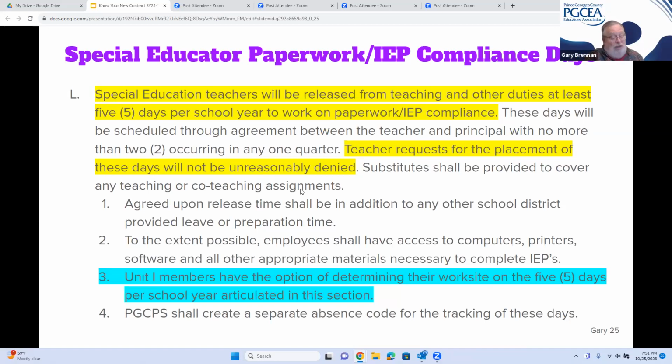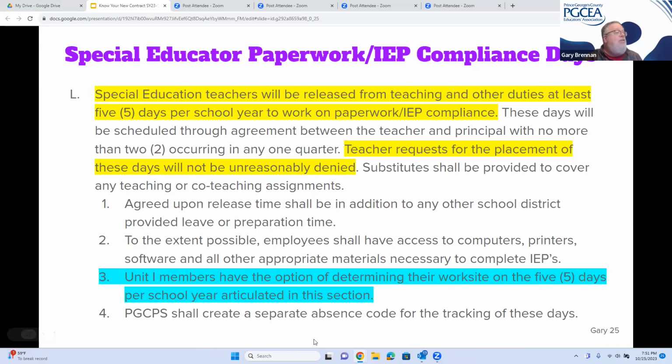My advice is get these meetings, these days on your calendar if you haven't yet, so that you're not losing any of these 5 days. If fourth quarter comes around and you have not taken any of these days, you only get to use 2 of the 5 because you can't have more than 2 in any one quarter. So please spread them out so that you're getting all 5 days.